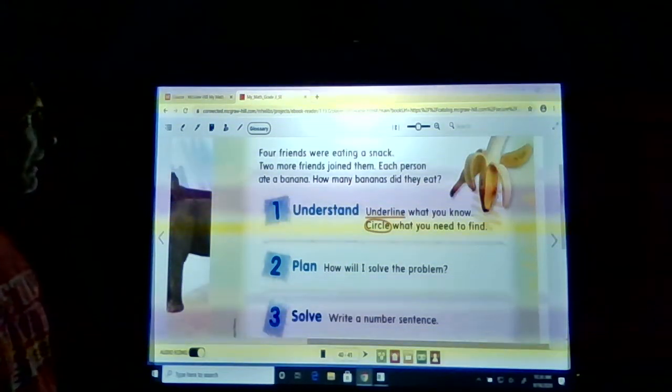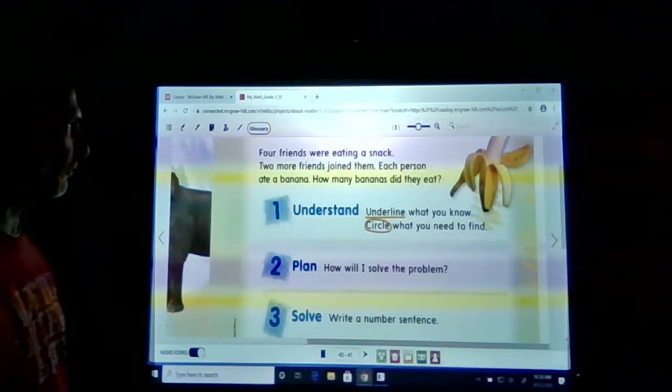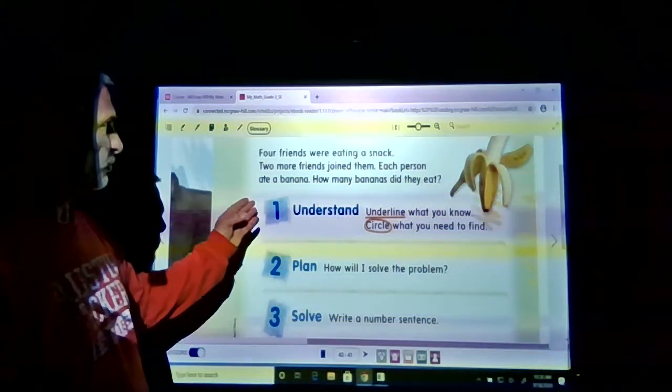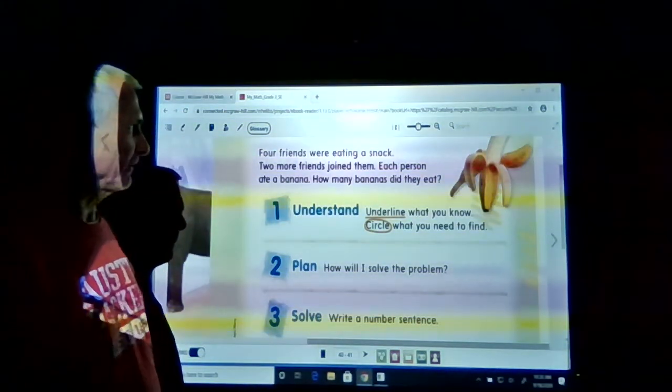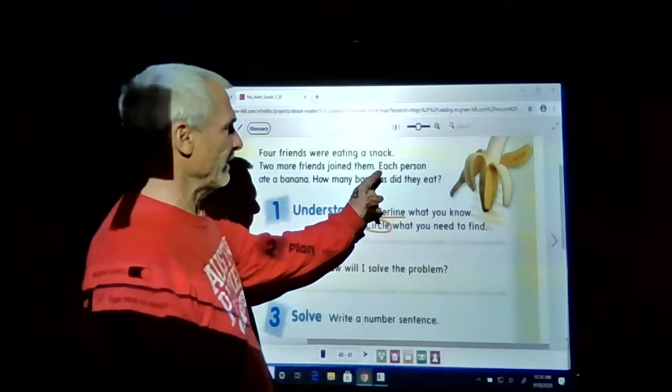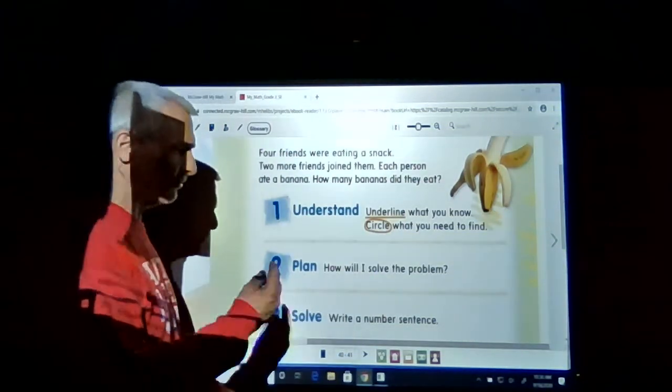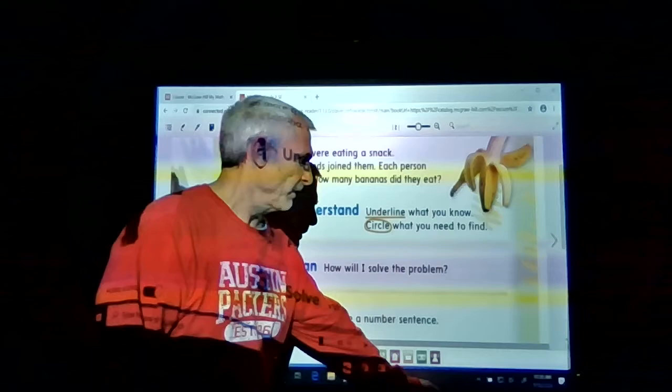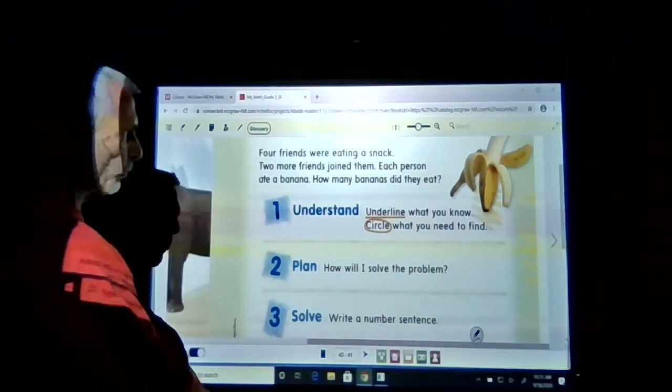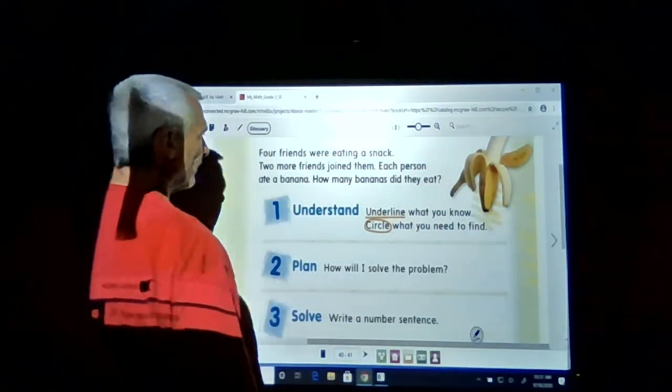4 friends were eating a snack. 2 more friends joined them. Each person ate a banana. How many bananas did they eat? It's always good to read that a couple of times. So I'll read it again, and we're going to underline what you already know.